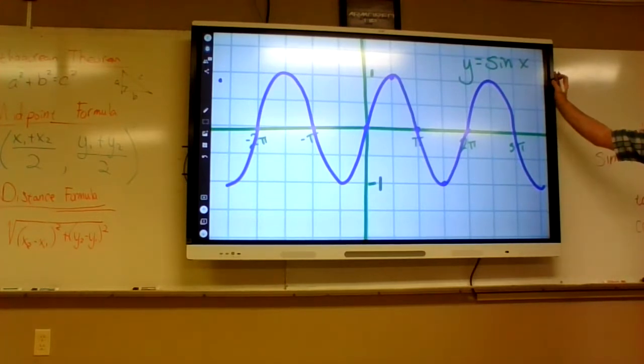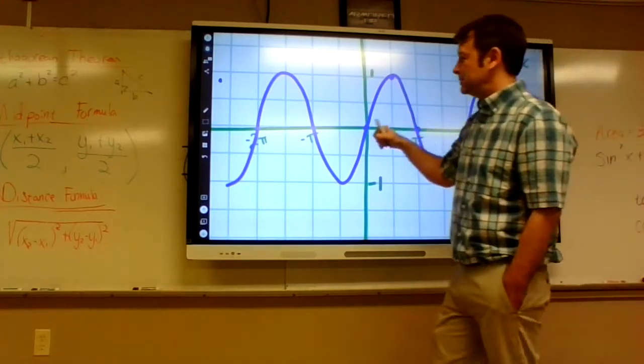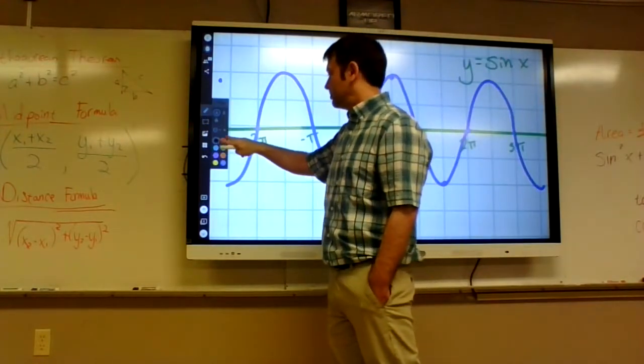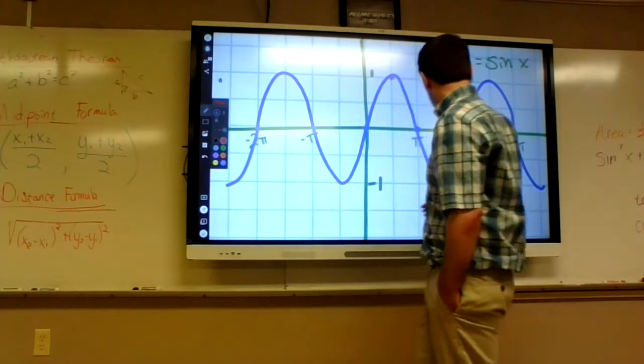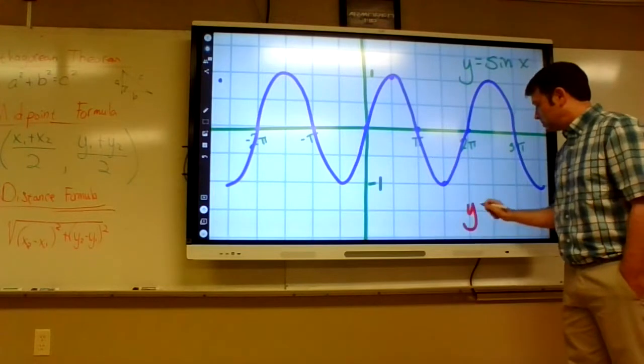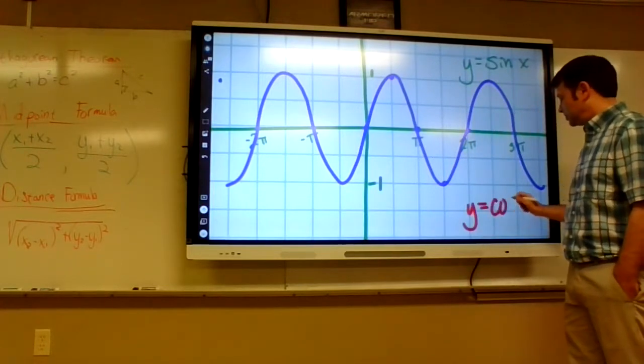Amazing. Would it be messy if I put cosine on top? What if I put it in red? Then it will get really pretty. Cosine. Let's do cosine.